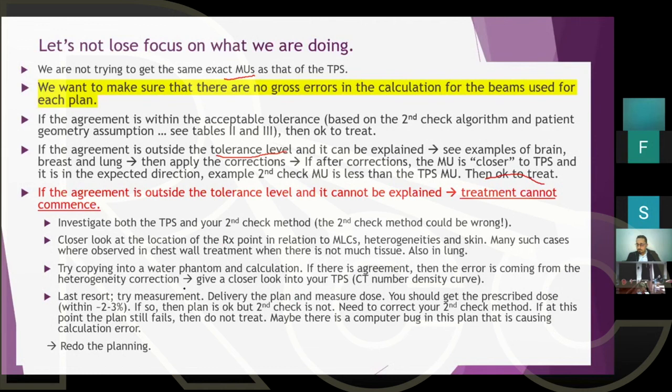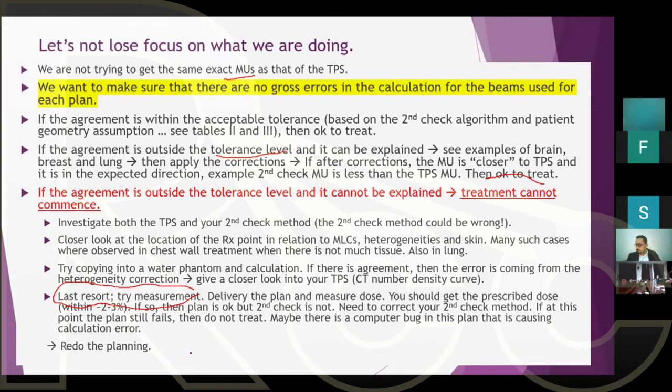Last resort, you try measurement. Measurement is the gold standard. Okay? As I said, if you want to make sure whether it is a heterogeneity related problem, you take the plan, put it on a water phantom, recalculate, and then see how much agreement you have. Last but not least, you try measurement. If you still do not have an agreement that is within your clinical protocol, then maybe there is something really wrong with the plan itself.